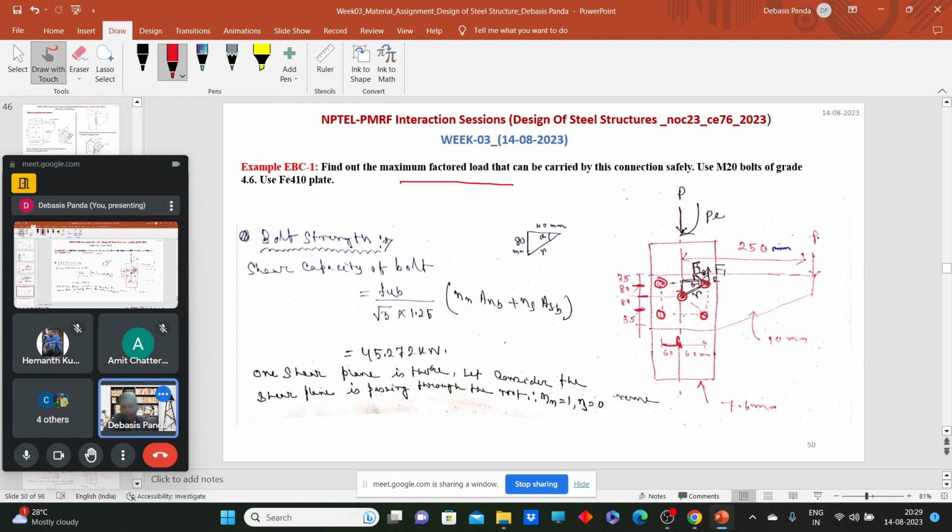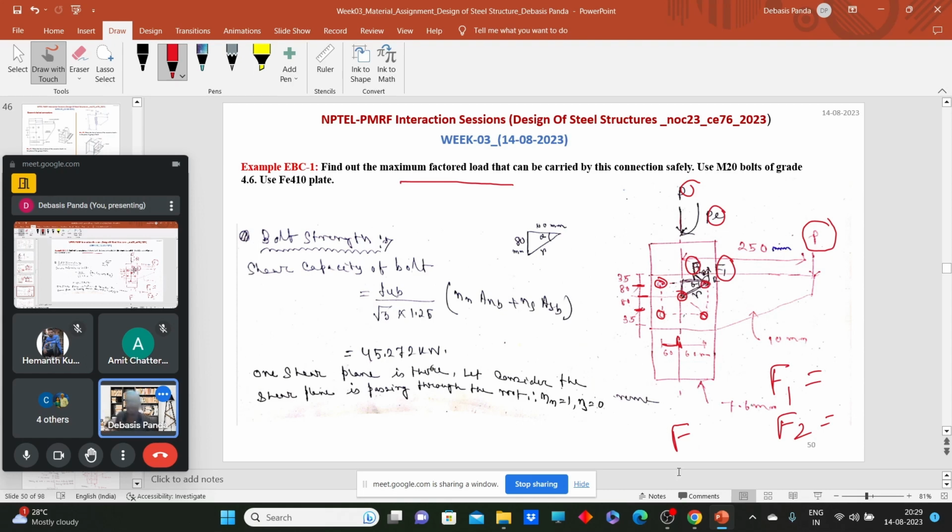Let's consider that a load P will transfer safely through this connection. When this load P transfers to the CG, P and P into e will develop, and due to this we need to find F1 and F2. What will be the value of F1? What will be the value of F2 on the extreme bolt? Then we have to calculate F, the resultant force.